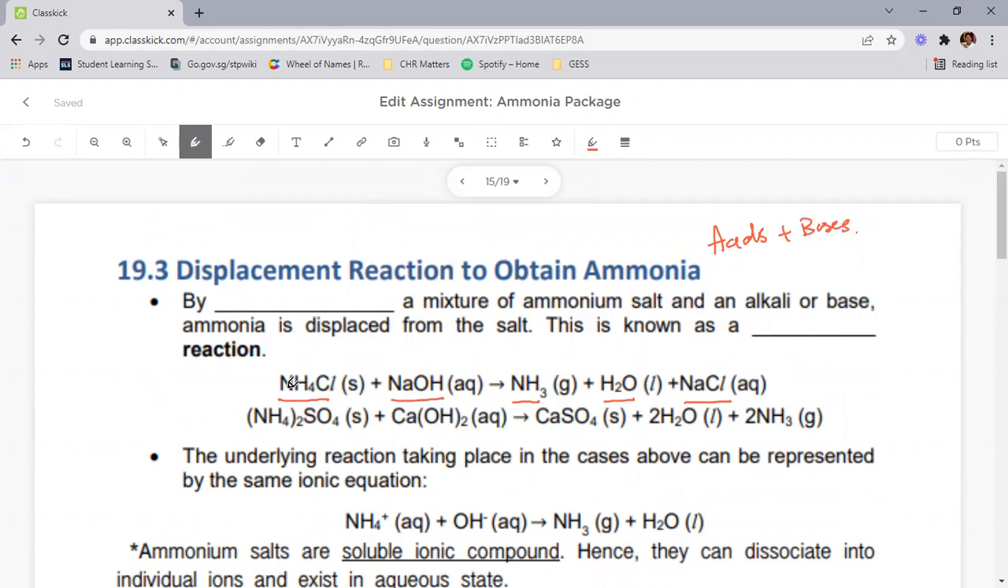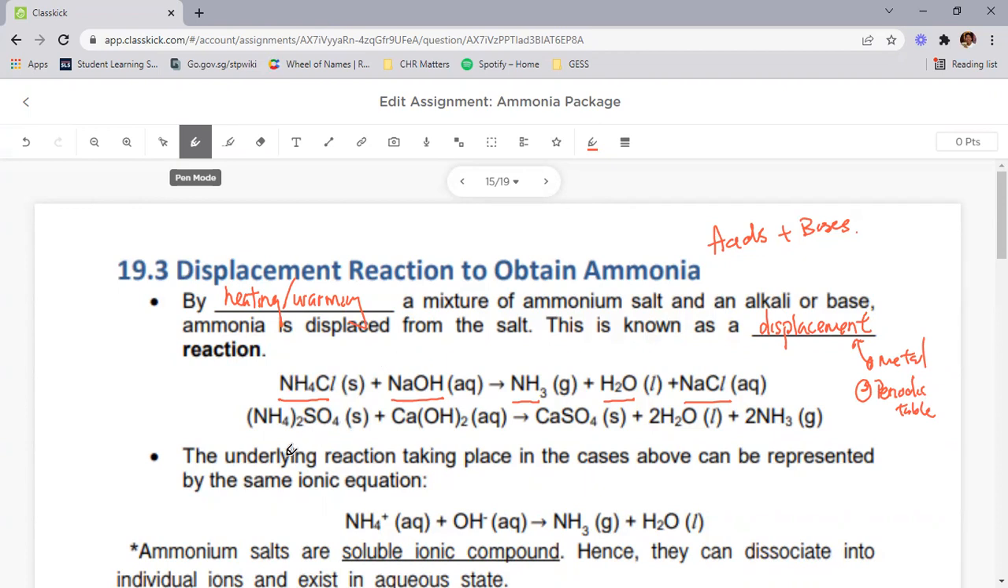So instead of just seeing it as an alkali reaction or base reaction, you can also see it as a displacement of the ammonium. So let's fill up the blanks. By heating or by warming a mixture of ammonium salt with alkali, the ammonia is actually displaced. This is known as a displacement reaction. This is not the first time you have encountered the word displacement reaction. You have seen this word in the chapter of metals and also in the chapter of periodic table. So this will be the third time you are looking at this already.